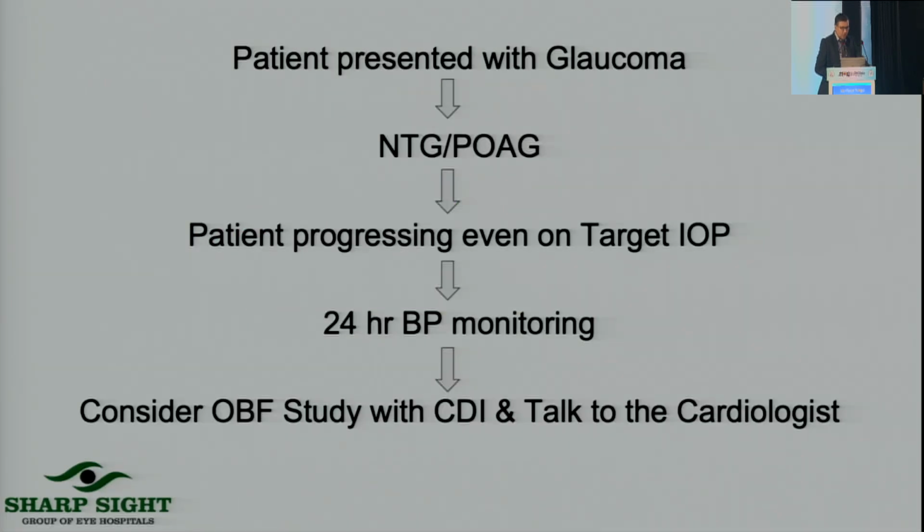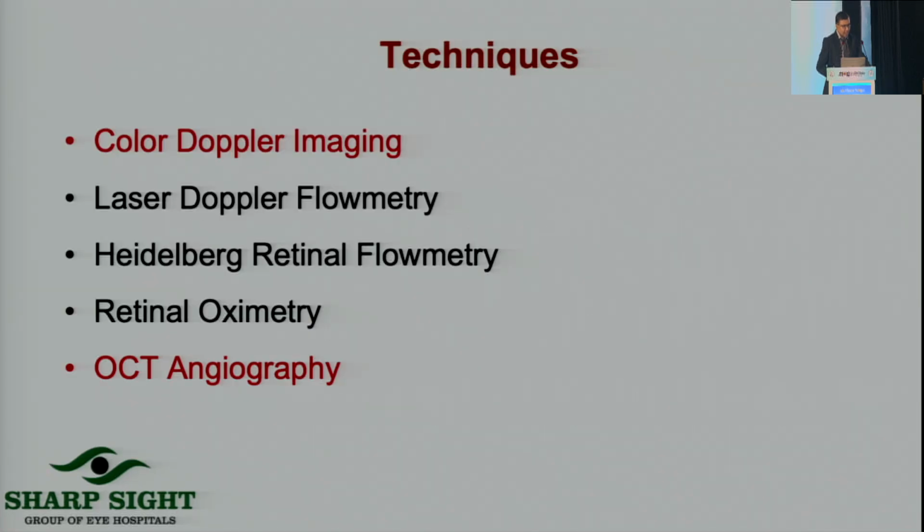So what is the protocol? The patients come to us diagnosed as either POAG or NTG. We go for 24-hour BP monitoring, and then we consider them for the OBF study, and then we complete the triangle with the cardiologist. So it is a cardiologist, radiologist, and ophthalmologist who are working in tandem.